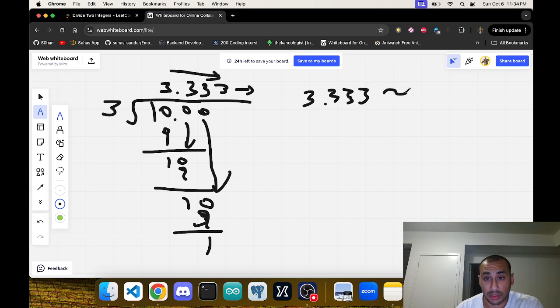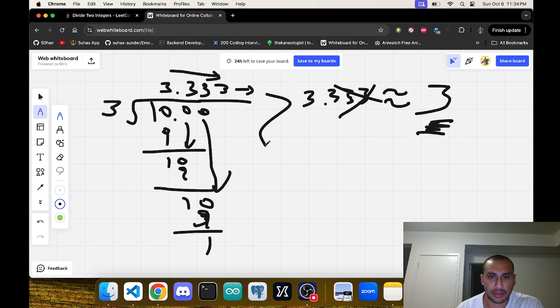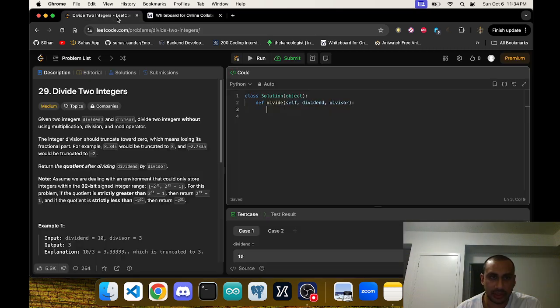3.333 is approximately equal to 3, because we get rid of the fractional part, and then we get 3. So basically we have to create a scenario like this where we fit the number in X amount of times and then truncate the decimal. So it says divide two integers without using multiplication, division, and mod.